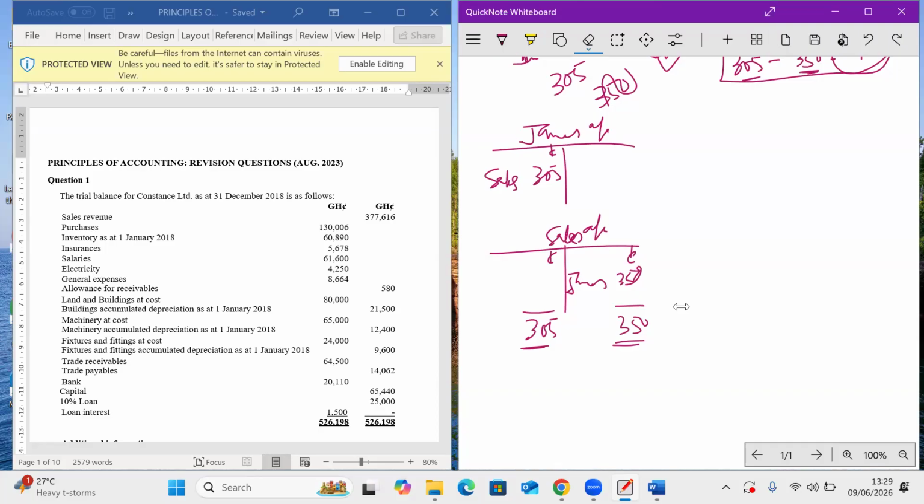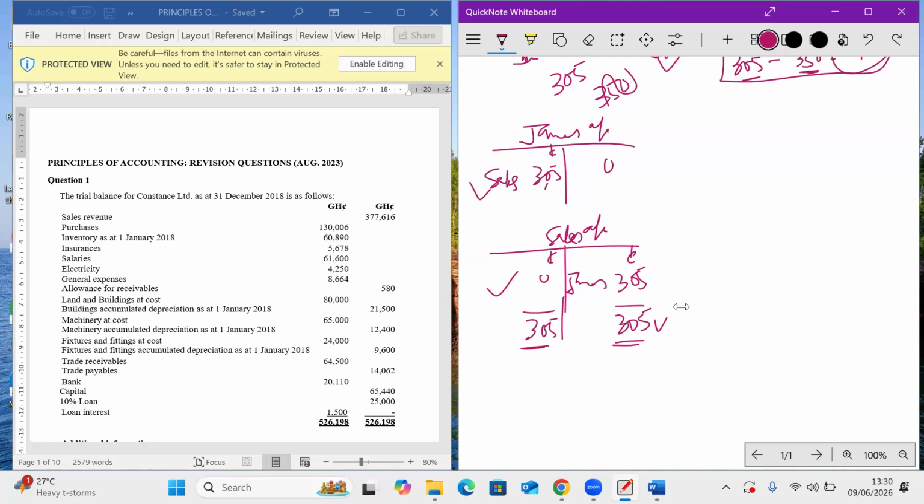When it was 305, the total debits and credits, are they the same? Yes. So the debit here and the debit here, 305 plus 0 is 305. 0 plus 305 is 305. So they are the same. So here, there is no error. Everything here is accurate. But immediately it changes.